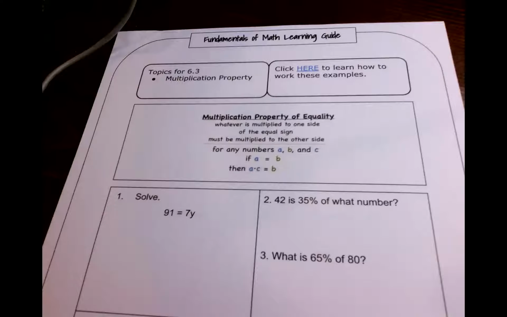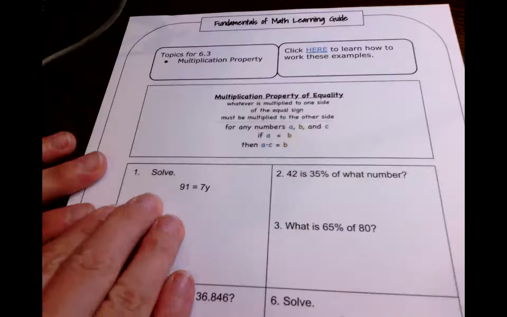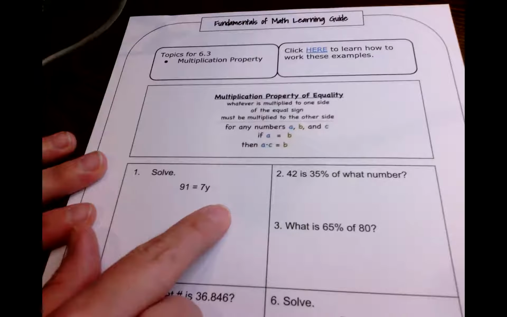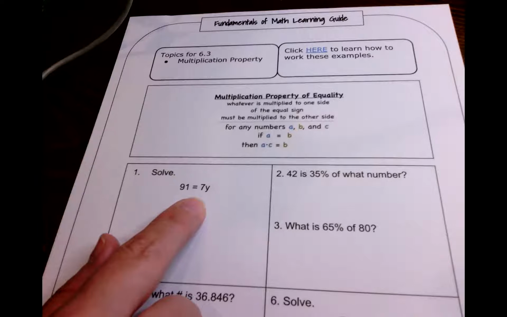Hi there. In this video, we're going to take a look at solving equations using multiplication and division. Let's take a look here at problem number 1. I see that 91 equals 7y. And I look at the variable, I ask myself, what's happening to the variable? It's being multiplied by 7.